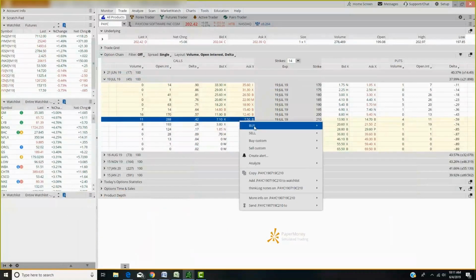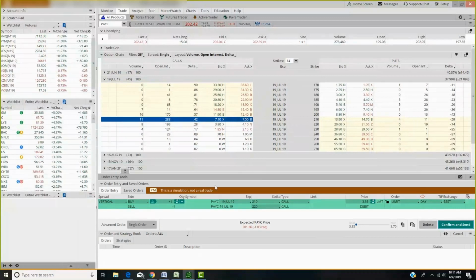Let's go buy vertical. Now this is where I got to switch. Whenever it shows the minus sign is selling. So I'm going to sell the 210. So I need to make this adjustment. 210. Now I'm selling the 210, and I need to buy the 200. So I need to go here and go buy.